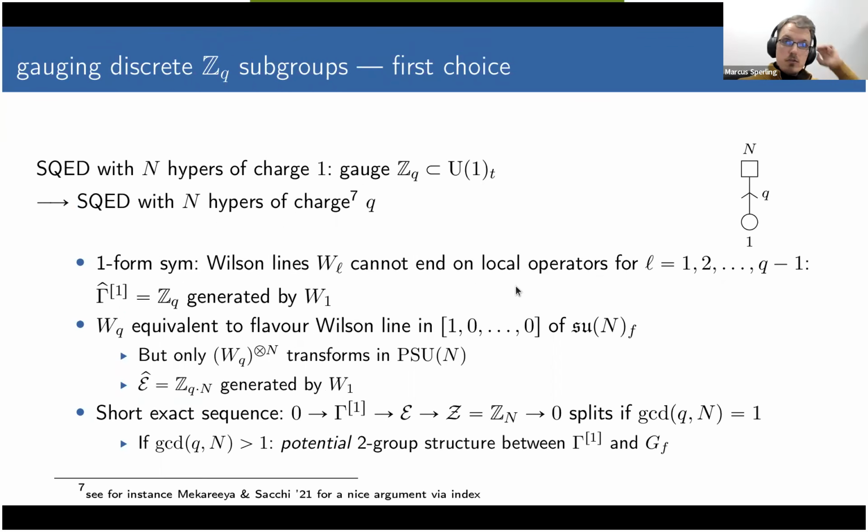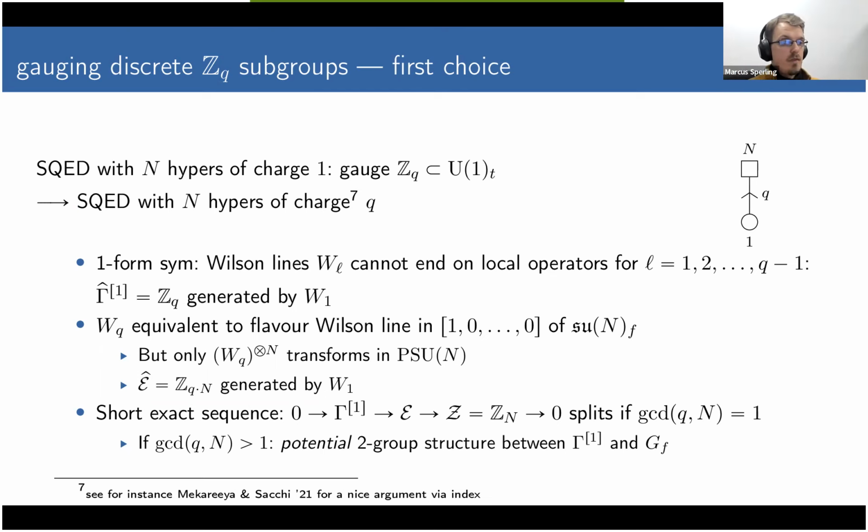The way we do it is we want to gauge something, and here we gauge a subgroup of the topological symmetry. So we start from SQED with n hypers of charge 1. We gauge a subgroup of the topological symmetry. And then we know this gives you SQED back, but now the charge has been changed to Q.